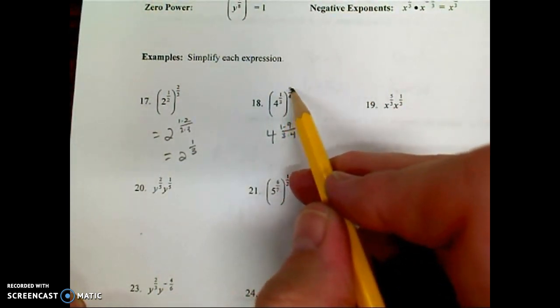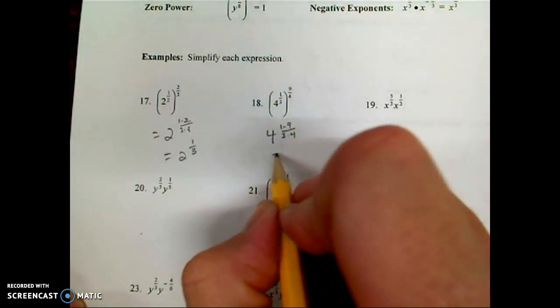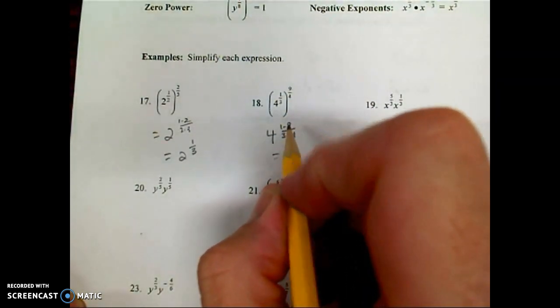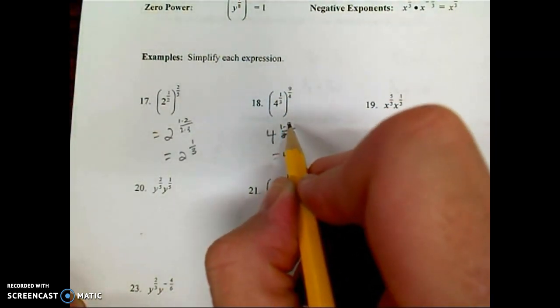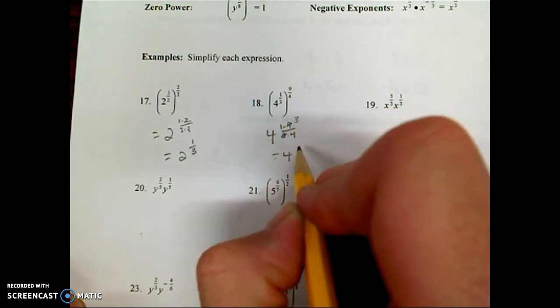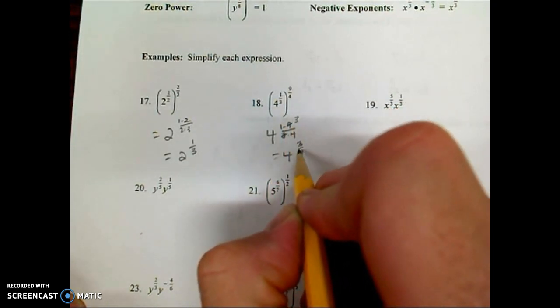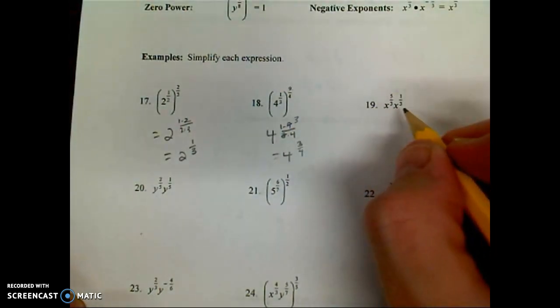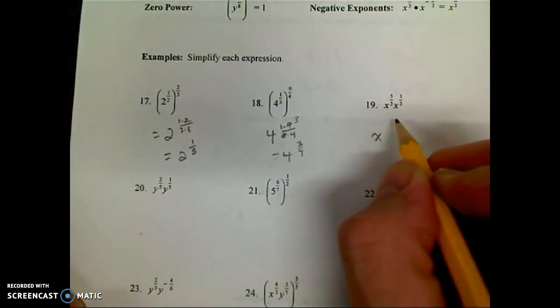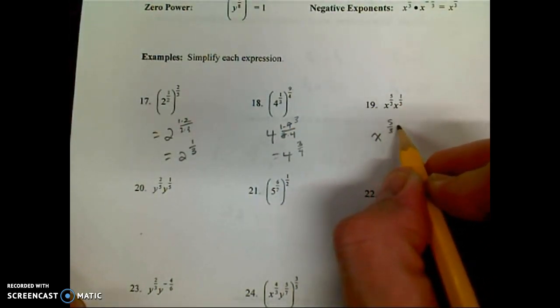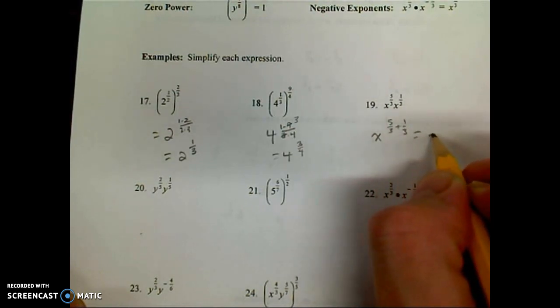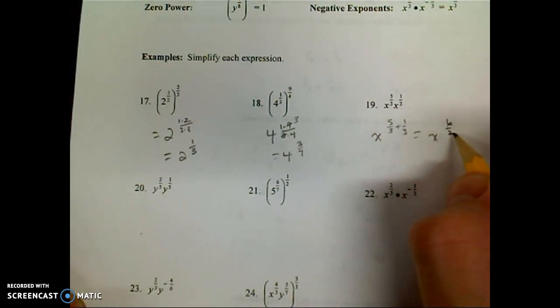Multiplying again, 1 times 9, 3 times 4, that's 4 to the 3/4 power. Powers with the same base, I'm going to add. So 5/3 plus 1/3, that's x to the 6/3, that's x squared.